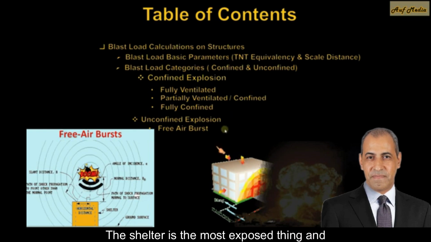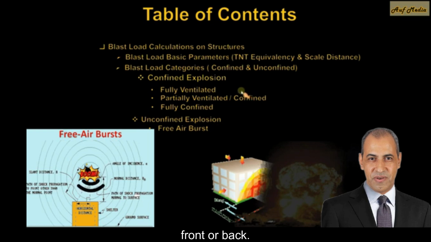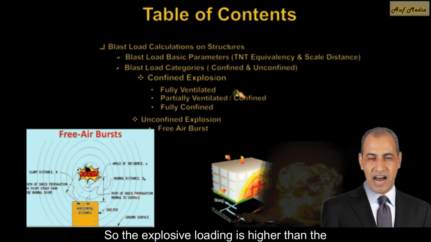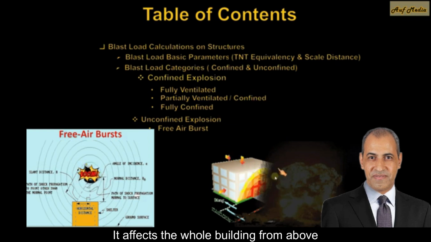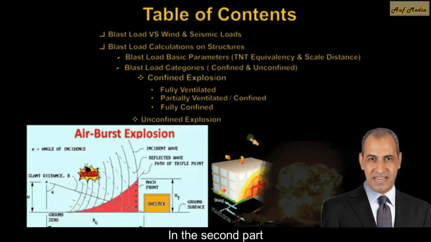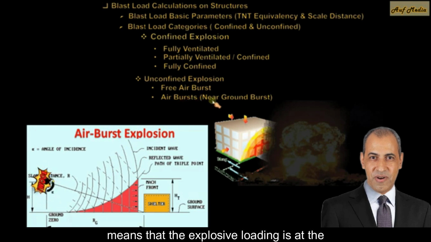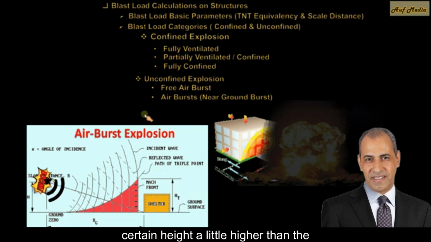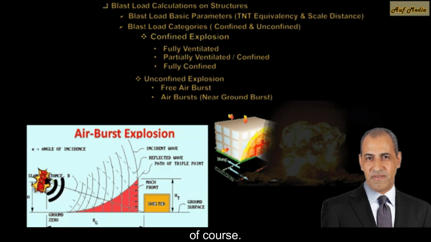The roof is the most exposed, along with the side walls. There is no such thing as a front or back, so the explosive load is higher than the building from above, and its waves descend. It affects the whole building from above and from all sides. The second type is called air burst, which means that the explosive load is at a certain height, a little higher than the building and close to the ground.